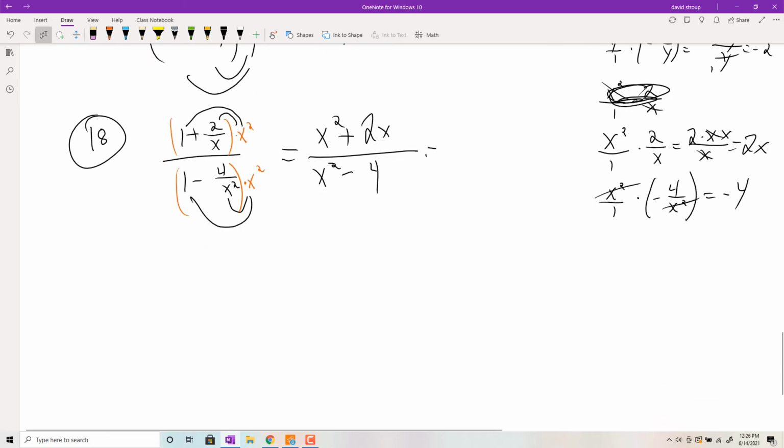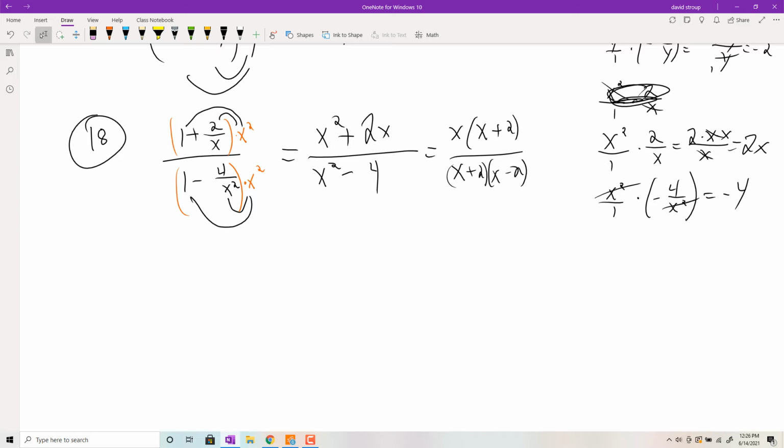And then you look for any simplifications, and this guy looks like it could possibly have one. You factor out an x from the numerator, get x plus 2. The denominator is a difference of squares, x plus 2 times x minus 2. And then we can remove common factors. So I can remove the common factor of x plus 2, and I'm left with x over x minus 2.